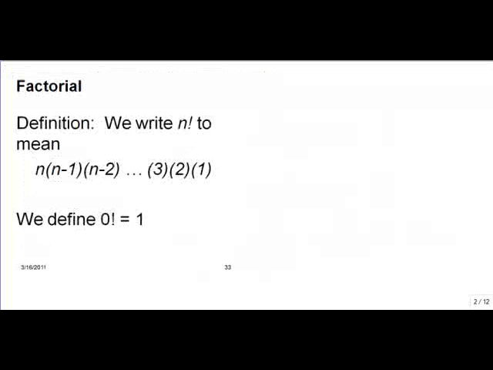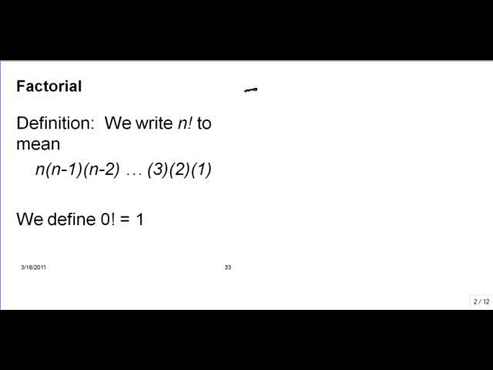So another important rule that we have, or mathematical operation that we have, is a factorial. So this is n factorial. So n factorial is just defined to be the product of n times n minus 1 times n minus 2 all the way down to 3, 2, and 1.